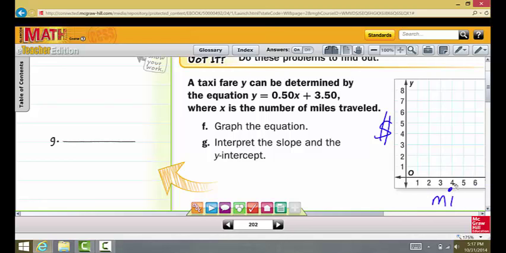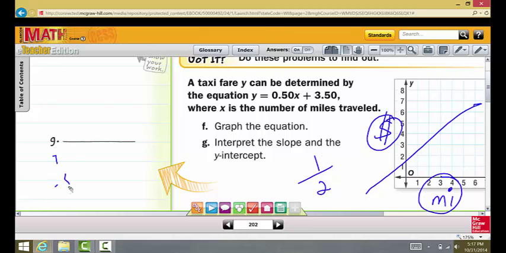But now that you see that, you can recognize that 1/2 means that we're going to pay $1/2 per mile that we are driven in the taxi. So the 1/2 represents 50 cents. We could go $0.50, or we could literally say 50 cents per mile. That is what the slope means, 50 cents per mile.